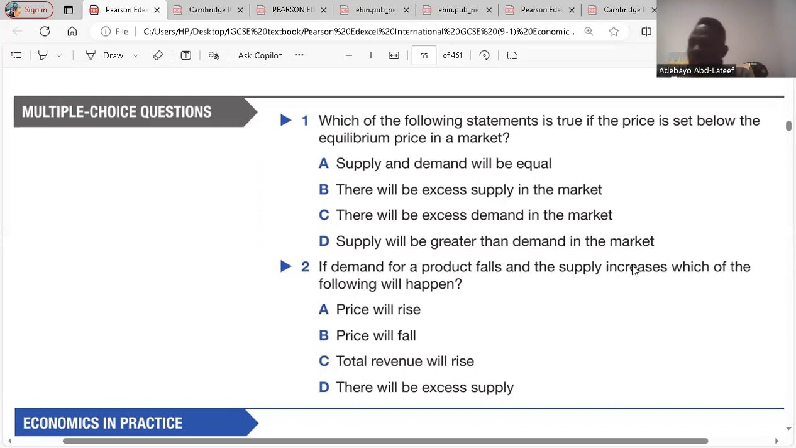Okay. Question two. If demand for a product falls and the supply increases, which of the following will happen? If demand falls and supply increases, price will fall. Price will fall. Is it clear? Yes. Any question about that? Okay.